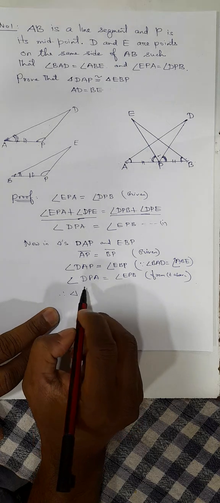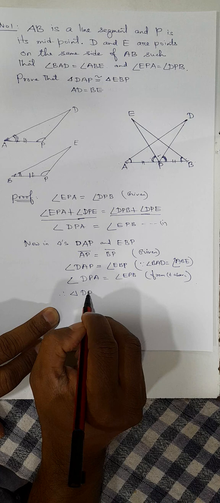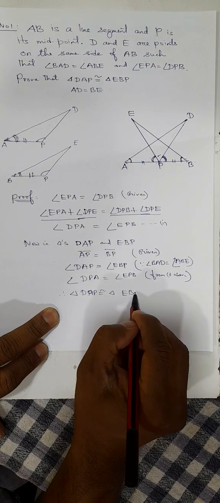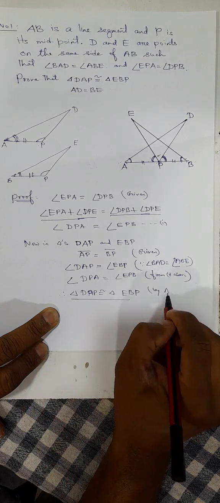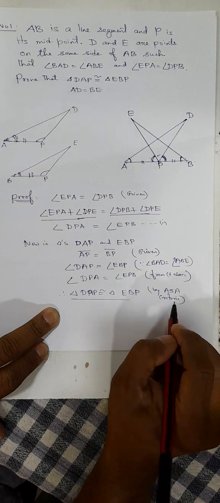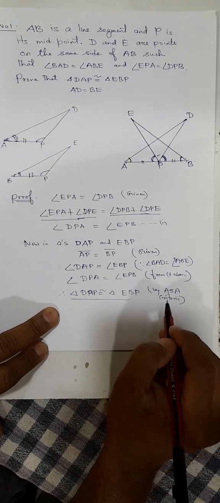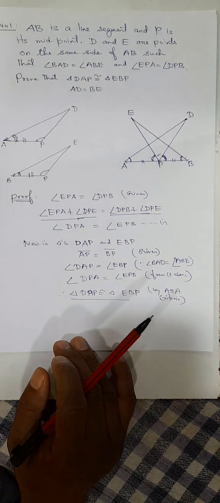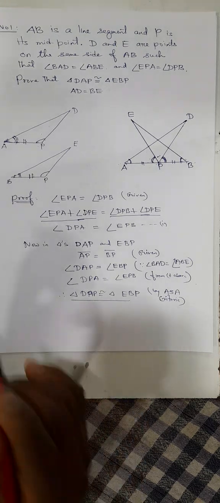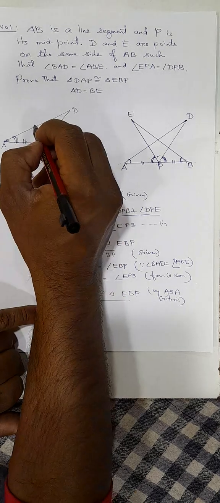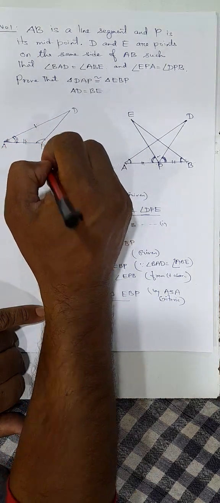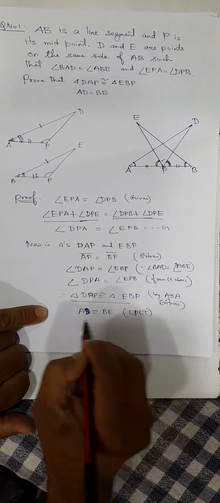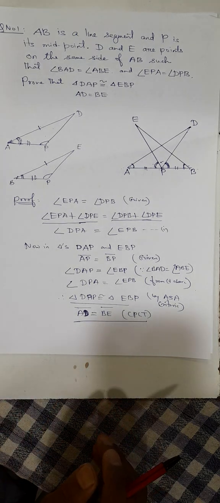Therefore triangle DAP is congruent to triangle EBP by ASA criteria. This was the congruence criterion that we have discussed earlier. Now when two triangles are congruent, their corresponding parts are equal. What is the corresponding side of this triangle? This side, BE. AD equal to BE, by CPCT, that means corresponding parts of congruent triangles are equal. So this was to be proved.